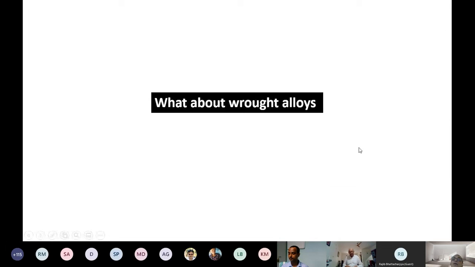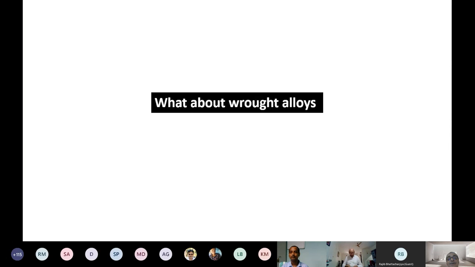That's fine, but these are all cast. What about wrought alloys? Can we produce a wrought alloy out of it? In fact, this is a question posed to me when I was discussing these results with my friend. Now he's in IIT Hyderabad, IIT Bhubaneswar. Earlier he was in IIT Kharagpur, Professor Dinda. Professor Dinda said, you have to make wrought alloys, otherwise it's useless.